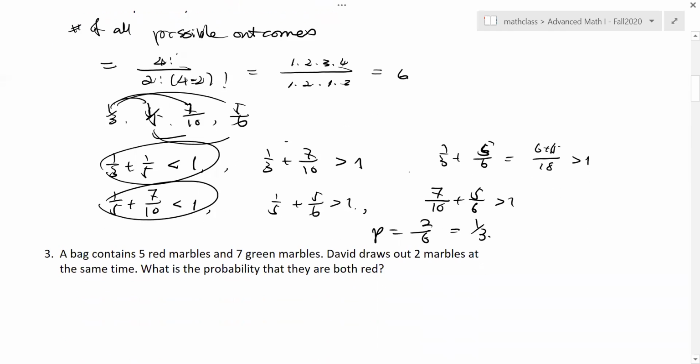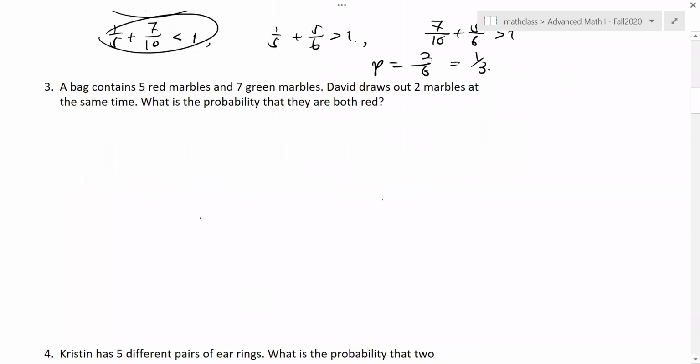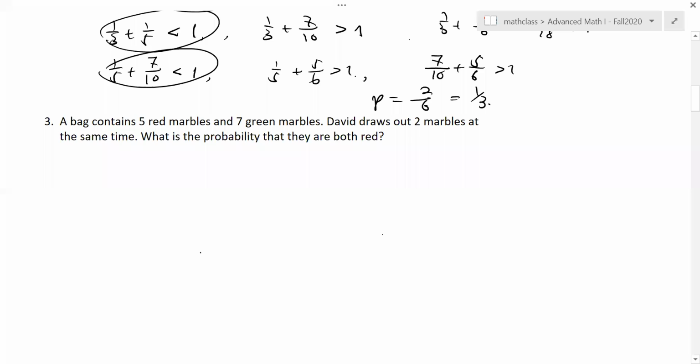Now I want to think about the next one, after we refresh the memory of our probability. A bag contains 5 red marbles, 7 green marbles. David draws out 2 marbles at the same time. You can say one by one. What is the probability that they are both red? Right, so go ahead and think about it.